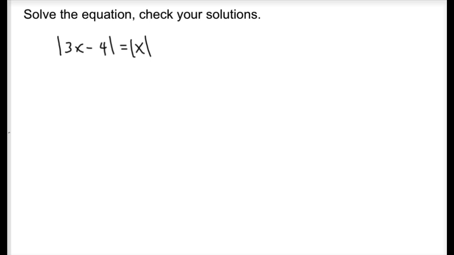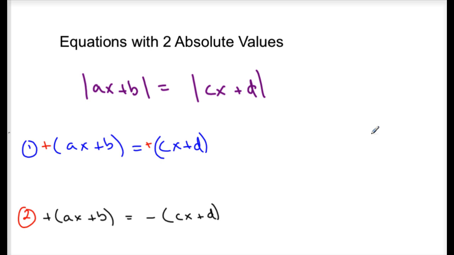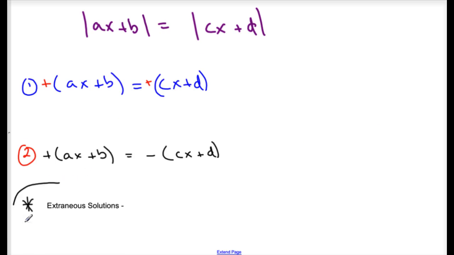Solve the equation and check your answers. Let me just go back one quick second on this one. With these equations, there's a good chance you're going to have some extraneous solutions. Extraneous solutions are ones where, once you solve for x and plug back into the equation, it still will not be true. So in this case, we have to check our answers. Let's see some examples.